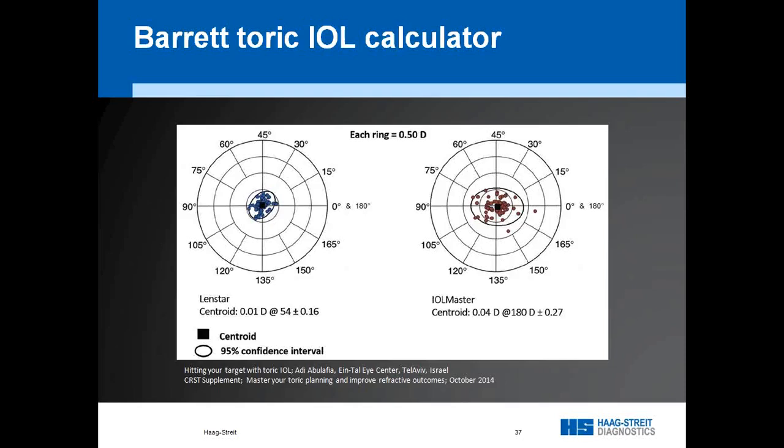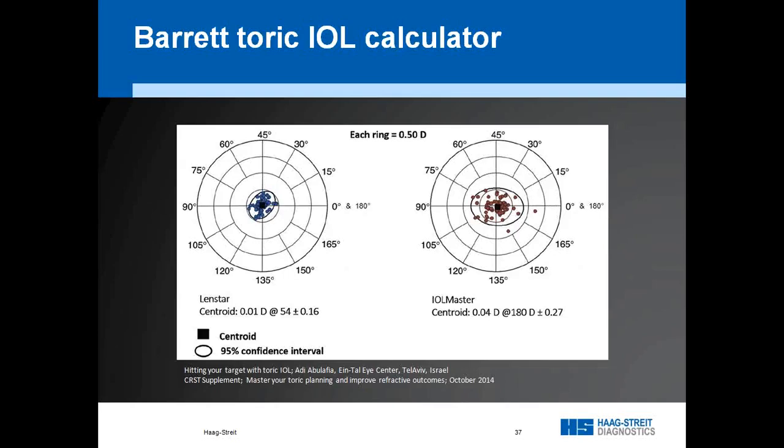But if we look at the spread, you see that the LensStar's results are much tighter together. So with the LensStar, you get more patients really happy because you will have fewer outliers. And if we look at the 95% confidence interval, it's the ellipse you see on the left and the right side, it's about half a diopter where the LensStar is better than the IOL Master. And this study was done with the IOL Master 500, so one of the latest models they have.